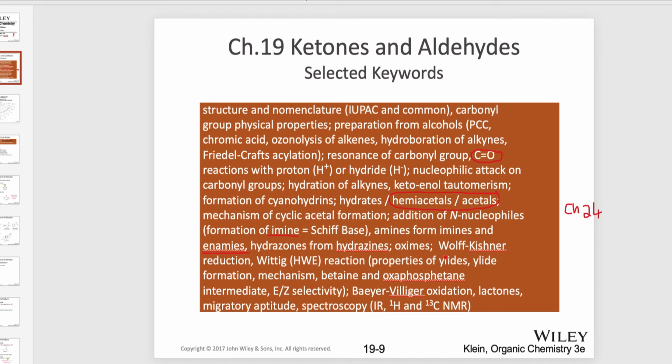Horner-Wadsworth-Emmons reaction. We have to understand a fairly new kind of unusual structural component, which are termed ylides, and it will be beneficial for students to work the mechanisms. There are also specific intermediates such as betaine and oxaphosphetane, and some more at the end. An oxidation procedure, the Baeyer-Villiger oxidation that can lead to lactones. We'll talk about migratory aptitude, and then spectroscopy, how we can analyze these compounds.